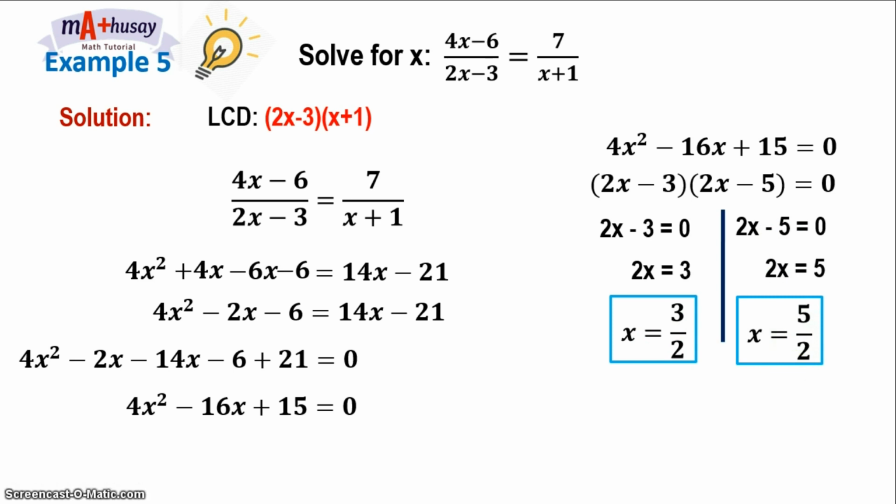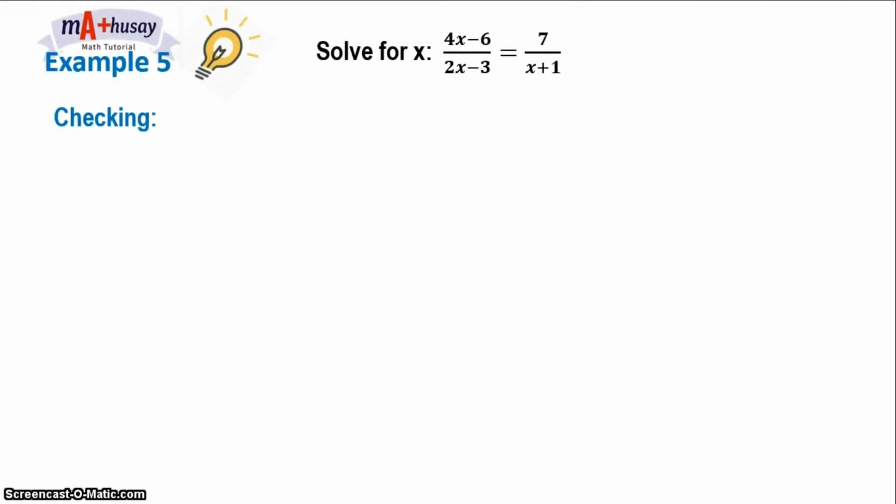So, this time, ang gagawin natin ay i-check natin kung mag-hold true ba itong mga solution sa ating original rational equation. To check this, isa-substitute natin yung values ng x sa original equation. So, x is equal to 3 over 2. Ang isa naman ay x equals 5 over 2. Kaya kailangan nating i-check kasi gusto nating malaman kung solution ba siya or hindi.